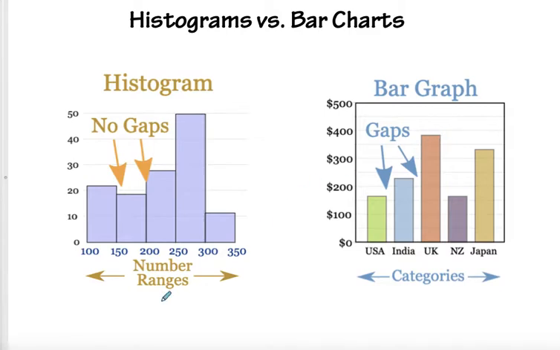However, with a histogram, you're going to deal with number ranges. So you're going to separate whatever your number set is into ranges. So you might say 100 to 150 or 150 to 200. And then you're going to rank the frequency that those numbers occur within that range. They also don't have gaps. So let's look at an example.